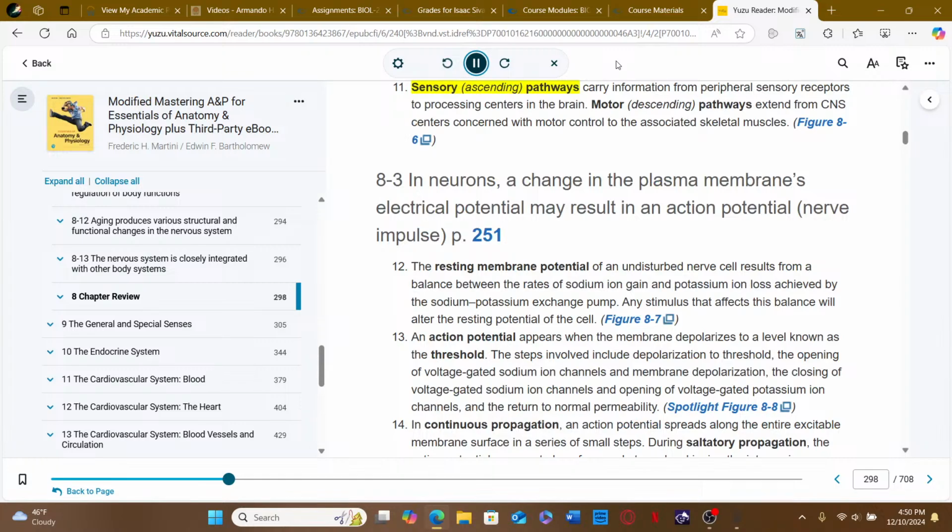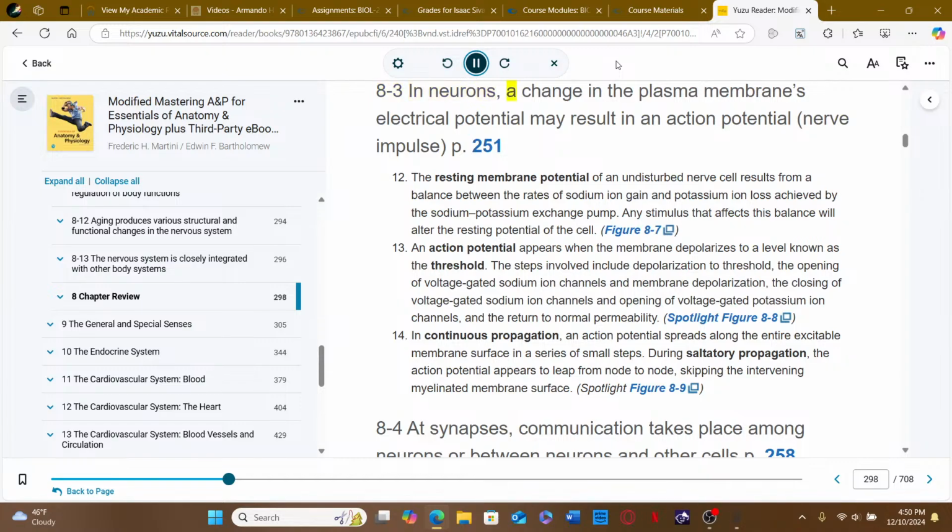Sensory, ascending pathways carry information from peripheral sensory receptors to processing centers in the brain. Motor, descending pathways extend from CNS centers concerned with motor control to the associated skeletal muscles. Neurons: a change in the plasma membrane's electrical potential may result in an action potential, a nerve impulse.